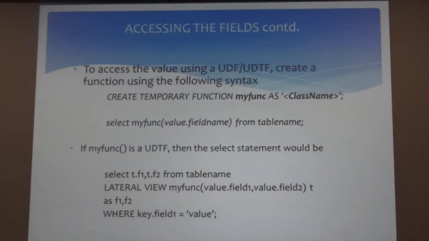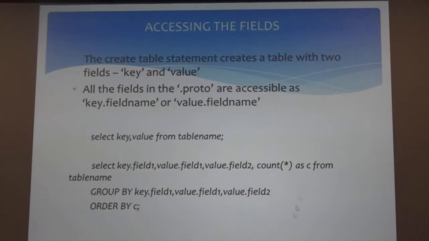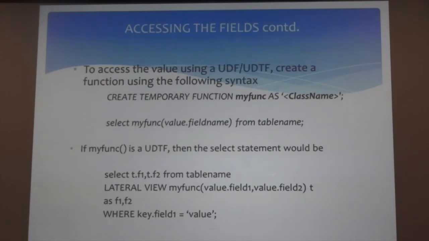If you want to write a UDF or UDTF to access fields, these are regular plain fields that are already available. But if you have to do something more with these fields, or if your fields are binary, for example like ours, you have to write a function which will understand this data. So for this, you write a UDF or UDTF kind of construct. That is the syntax to write a UDF: create temporary function, function name, as the class name of your UDTF. Now this my function becomes a function call. So you can do select my function and a field name from table.